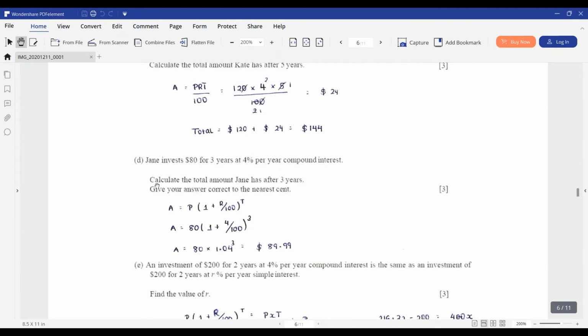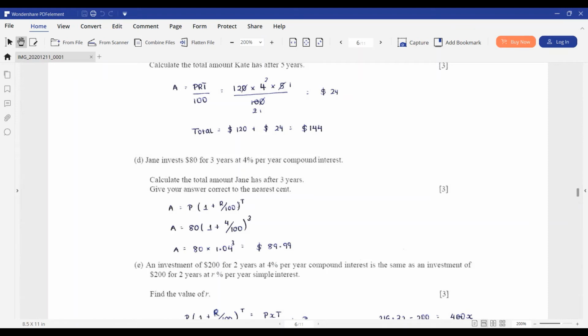Part D. Jane invests $80 for 3 years at 4% per year compound interest. Calculate the total amount Jane has after 3 years. Give your answer correct to the nearest cent. In the compound interest formula, we do not need to take the amount and add it to the principal. That is because the formula automatically does it for us. That doesn't mean we use the compound interest formula in an area that requires the simple interest formula. No, these are two different formulas. So we're now writing the formula for compound interest: amount equals P multiplied by (1 plus R over 100) to the power of time. PRT has the same meaning.